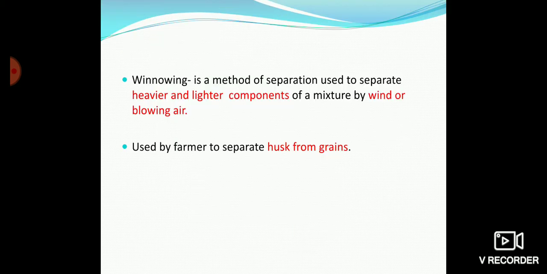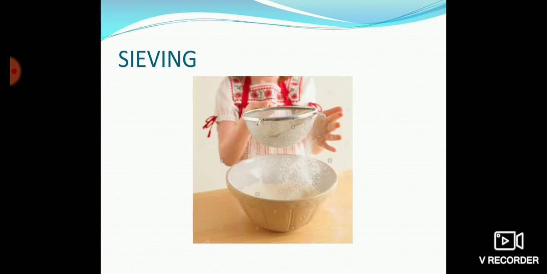Okay, now see the definition of winnowing. Winnowing is a method of separation used to separate heavier and lighter components of a mixture by wind or blowing air. And this method is used by farmers to separate husk from grains.